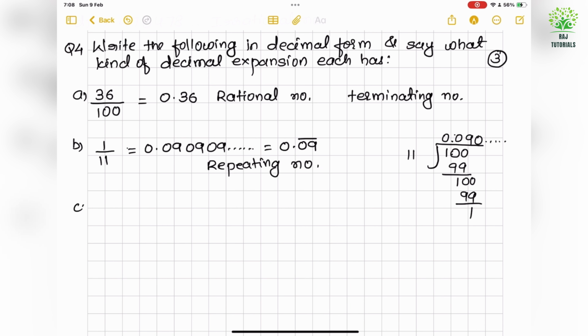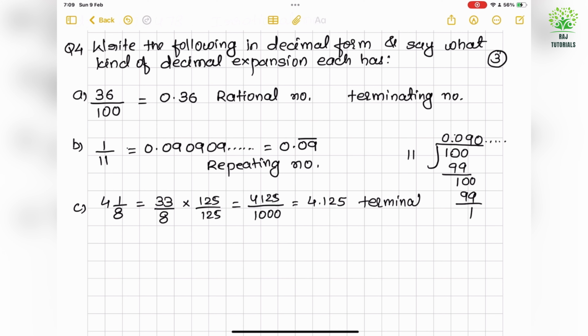Then the third one is 4 integer 1 by 8. So this will be nothing but 33 by 8. 4 eights are 32 plus 1, 33 by 8. This I can do like this. If I multiply both with 125, I will get in the denominator 1000 and this will be 4125 upon 1000. So that will come as 4.125. So this will be a terminating number.